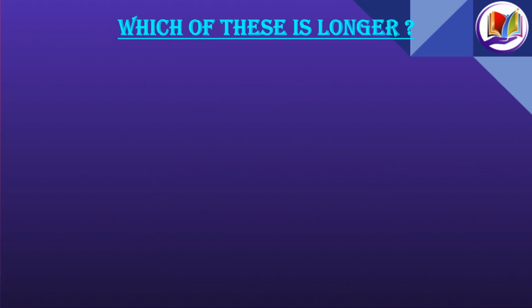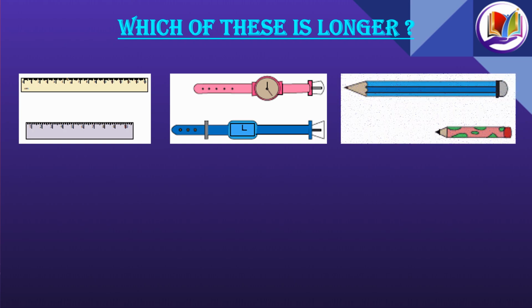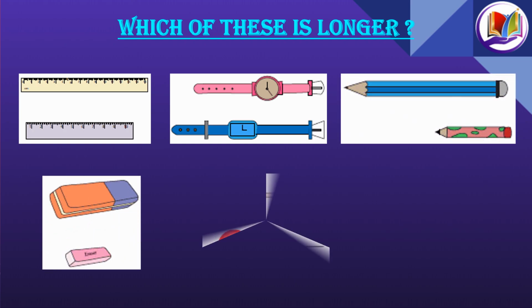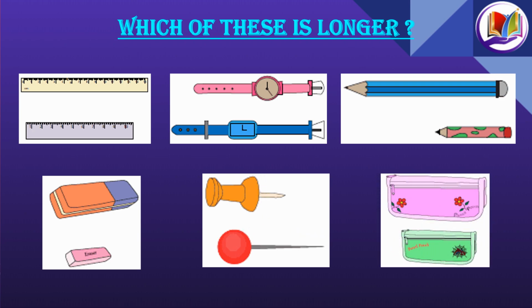So children, let's have a look at these pictures and identify which of these is longer and which one is shorter. The first one, we have two rulers, and the first one we see is longer than the second one. In the next picture, we see two wristwatches, pink and blue. The blue wristwatch is longer than the pink one. Third, a blue pencil and a pink pencil. Well, the blue pencil is longer than the pink one.